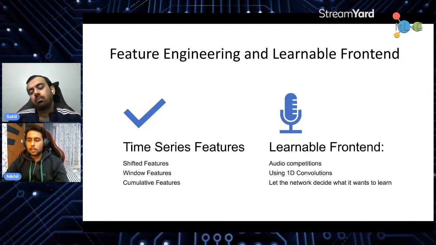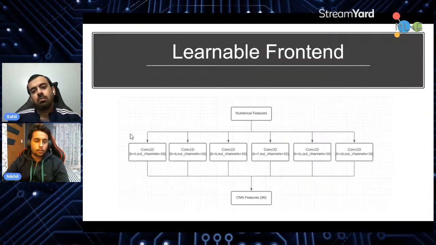If you have also seen past audio competitions on Kaggle, a lot of CNNs were used, because audio data is also sequential information, and you can use CNNs to capture neighboring information. Sal, can you go to the next slide?